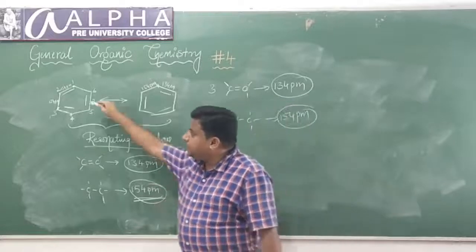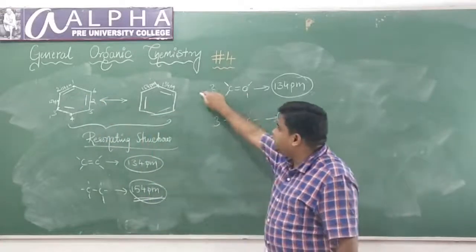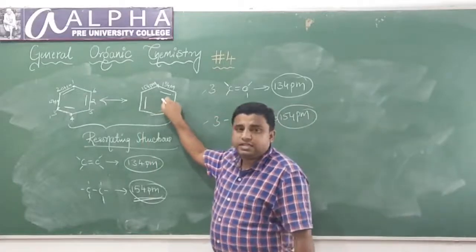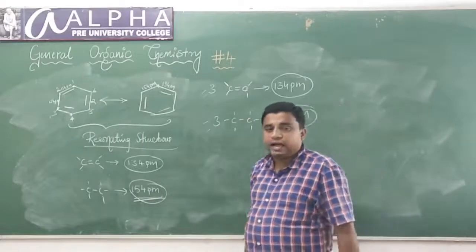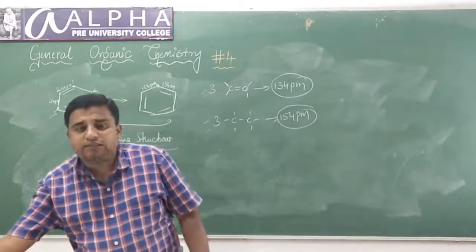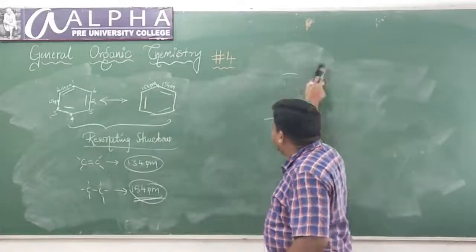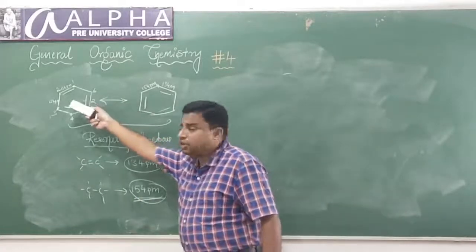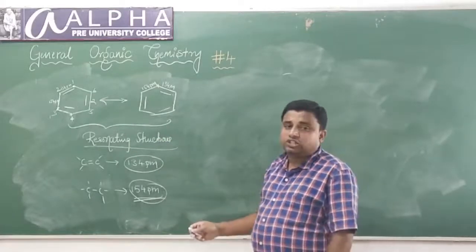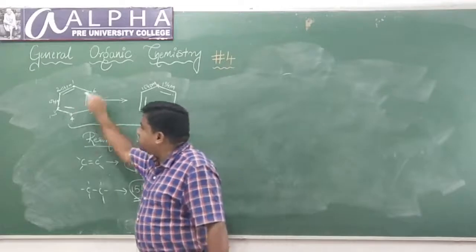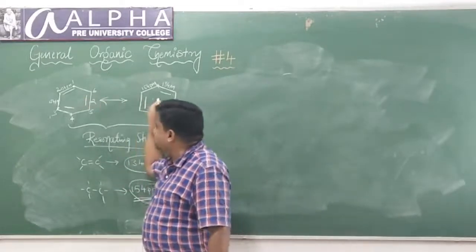That means if I consider this as the correct structure, we would have got two different bond lengths. If I had considered this as the correct structure, again we would have got two different bond lengths. Actually, in benzene all the bonds are of equal length. So neither this is correct nor this is correct. Then what is the correct structure of benzene? The correct structure of benzene is the combination of these two structures.